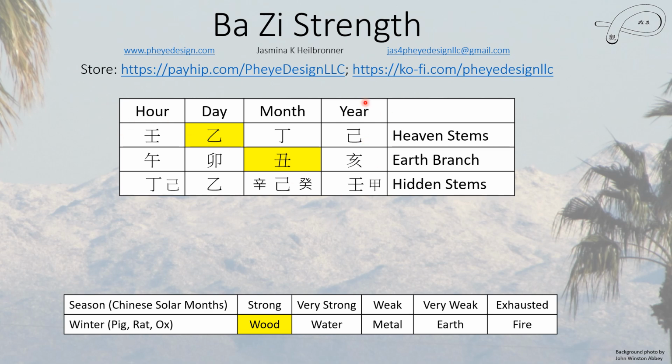So this is my Bazi. I've shown this before. And so when we're looking for how to find the strength, you look at the heaven stem of your day pillar, and you look at the animal sign, the earthly branch of your month pillar. And you find the earthly branch here. I was born, this is the ox. So I was born in the month of the ox.